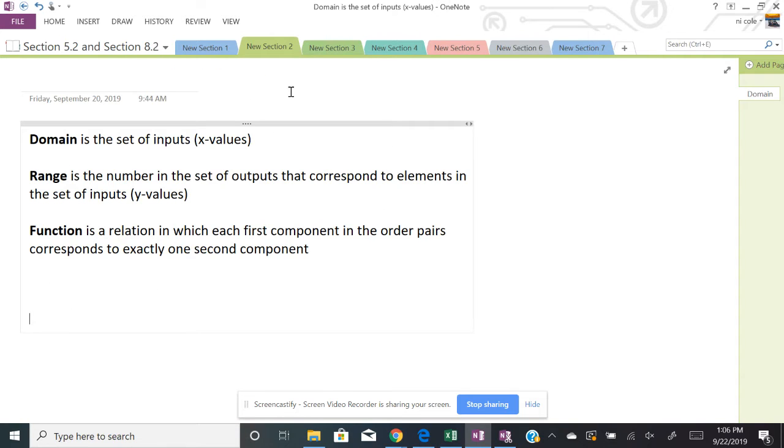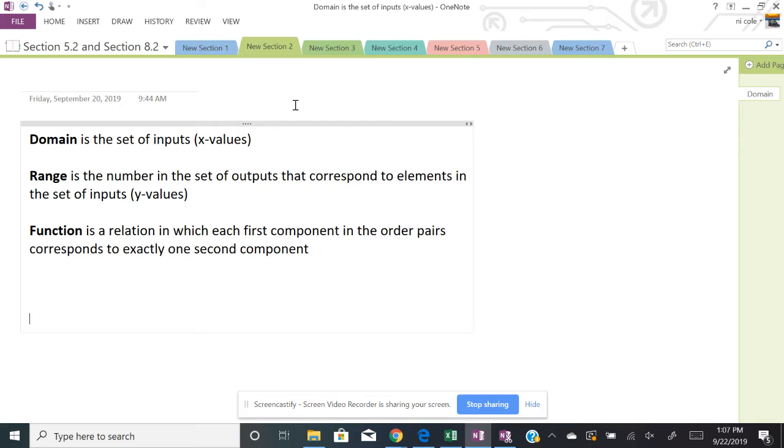Moving on to section 8.2, we are learning about domain, range, and functions. Domain is a set of inputs, or graphically, they are x values. Range is the set of outputs that corresponds to elements in the set of inputs, for example, your y values. So in an ordered pair, the domain is your x value, and your y is your range.